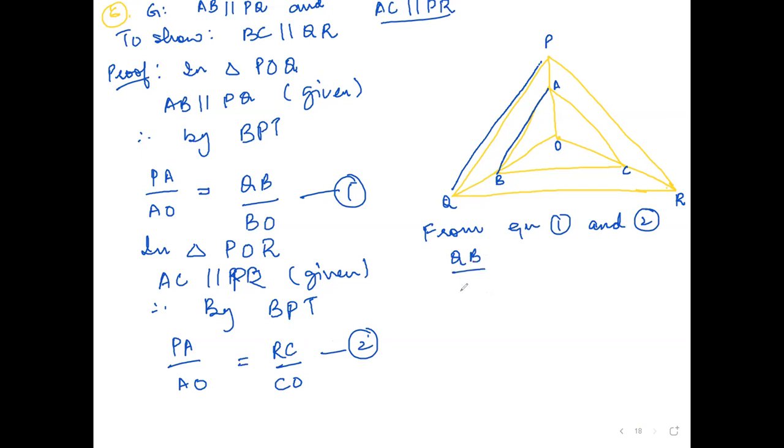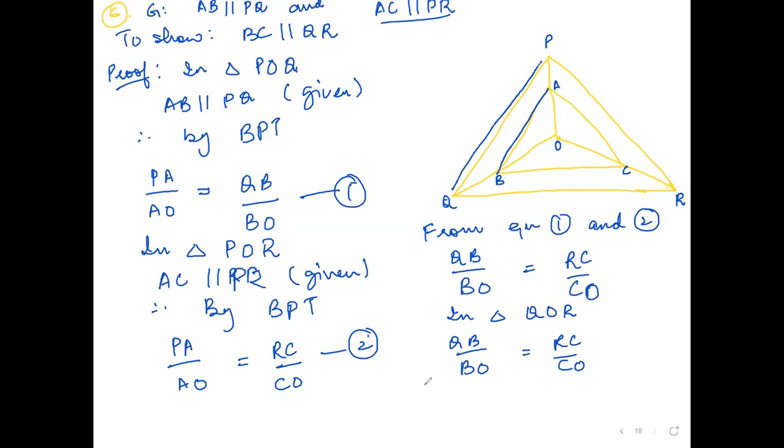QB by BO is equal to RC by CO. Very good. Now see in the figure, what is QB, what is BO? And tell me which triangle he is talking about now? Triangle QOR. Very good. So in triangle QOR, now I have QB by BO is equal to RC by CO. So what can I conclude?